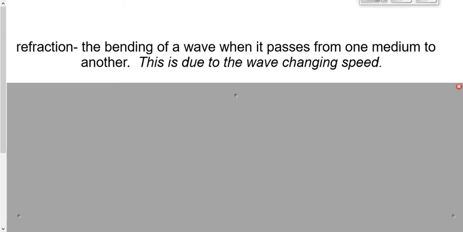The bending of a wave when the wave passes from one medium to another, happens because of the change in speed in the wave. Now, in order to quantify refraction, the amount of bending that takes place when a wave goes from one medium or one material to another, we've got to define a term. It's called the Index of Refraction.